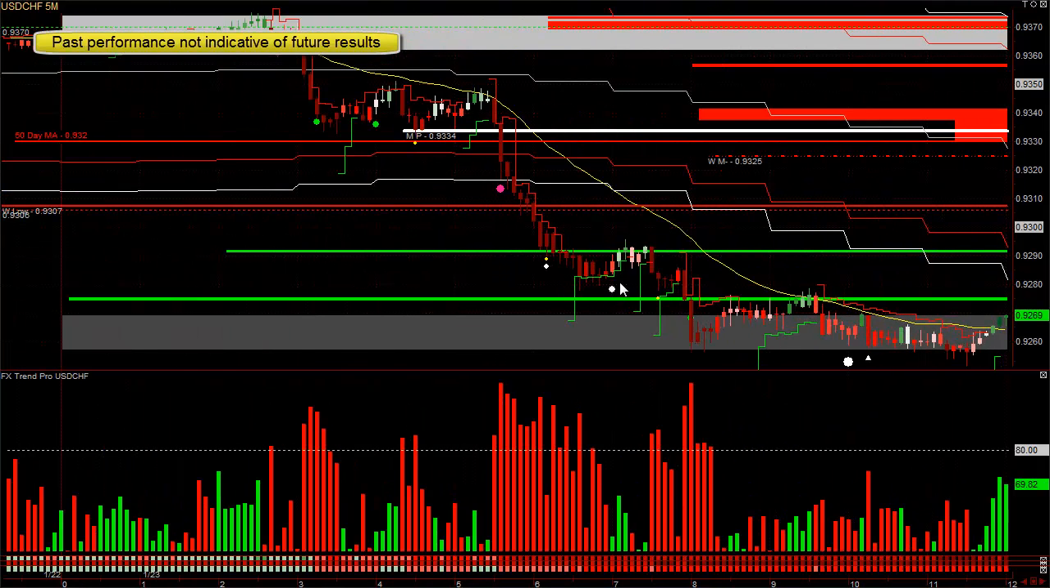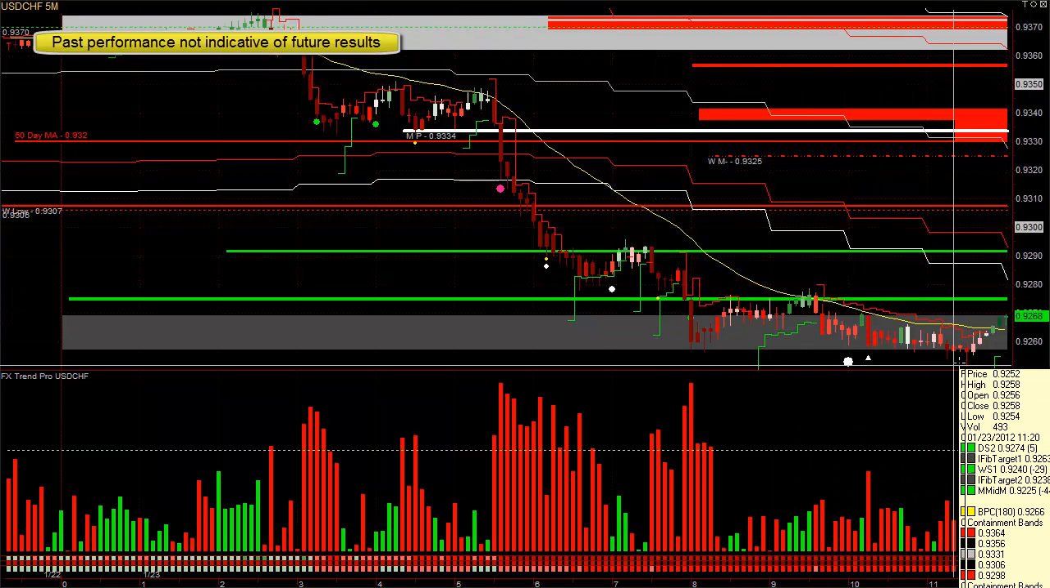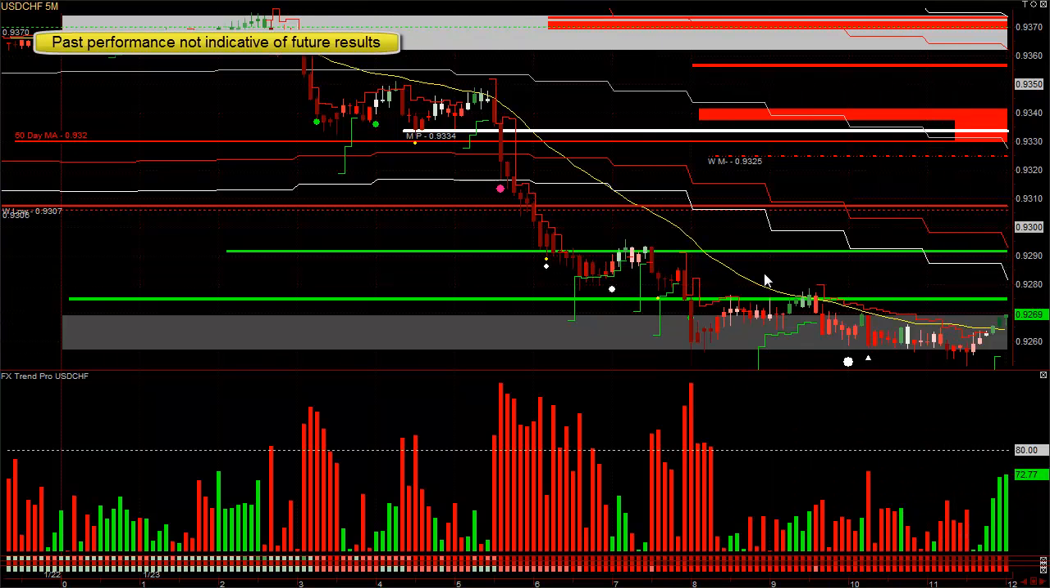Here's 7:30. You had a little bit of a pullback. You go short once it breaks down underneath this level at 86, and you can see it came all the way down to 55. And that's in a nutshell what we look to do.